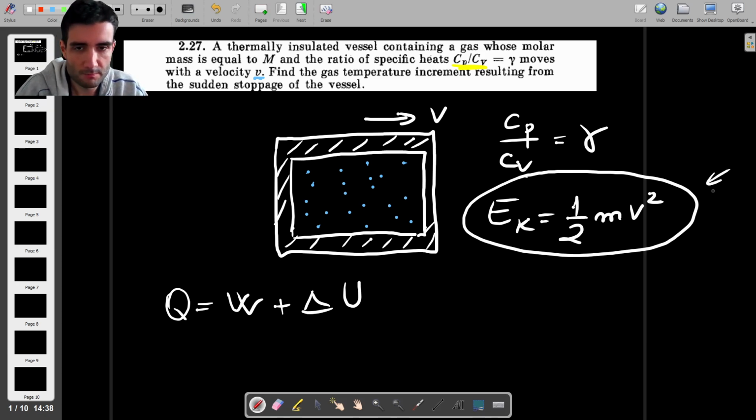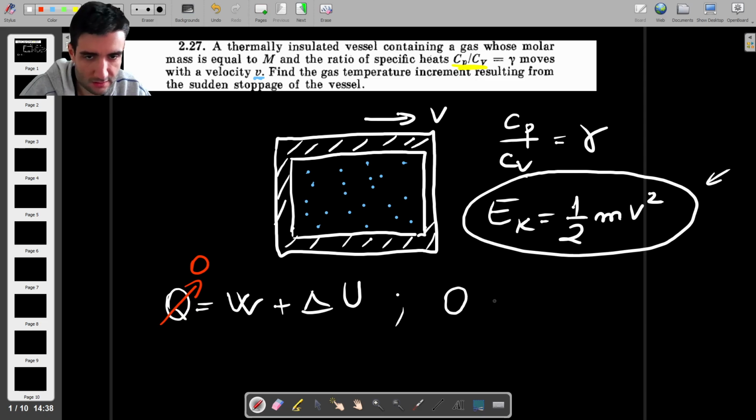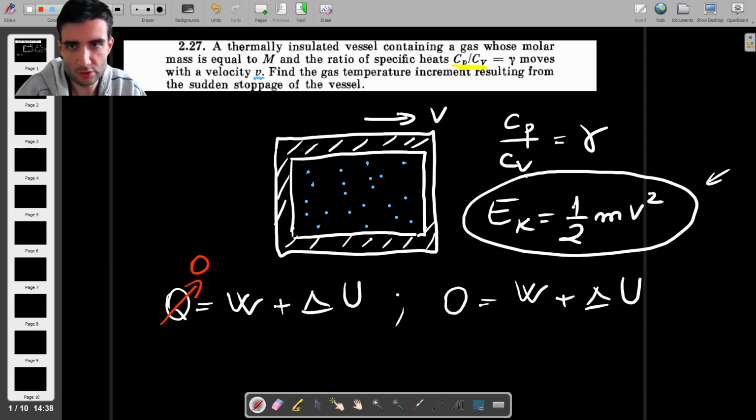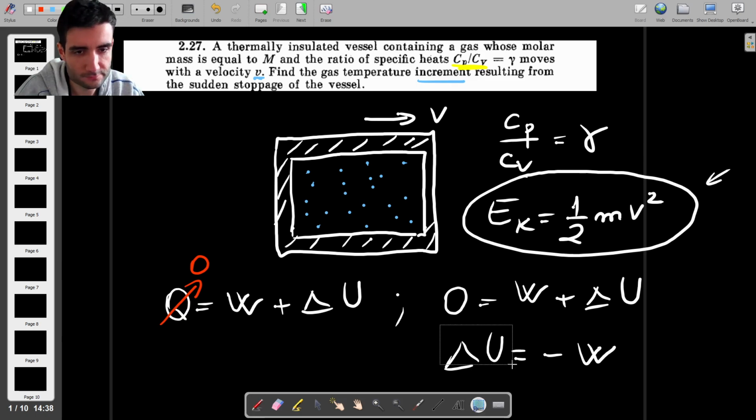So first of all, this vessel is thermally insulated, which means that there is no heat input from the outside. Okay, so the value of Q is going to be 0, and this turns into 0 equals W plus delta U. And what we actually have to find, which is the gas temperature increment, which is also related to the change in internal energy. So we can take out internal energy, and that's minus W, like this.